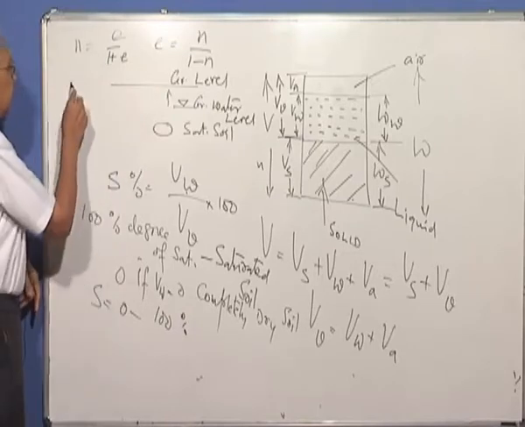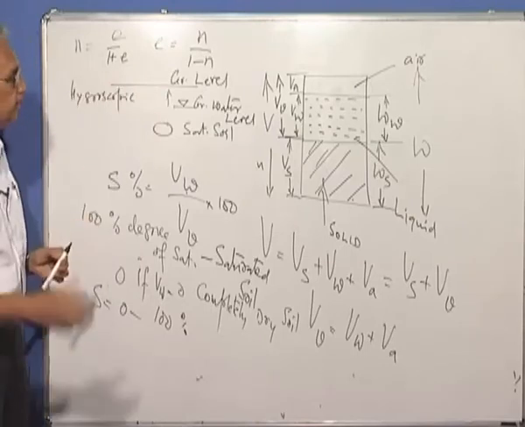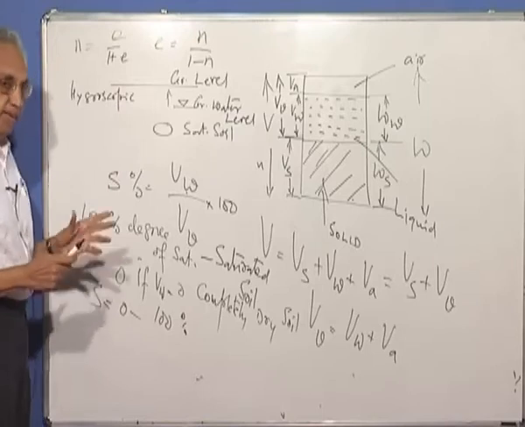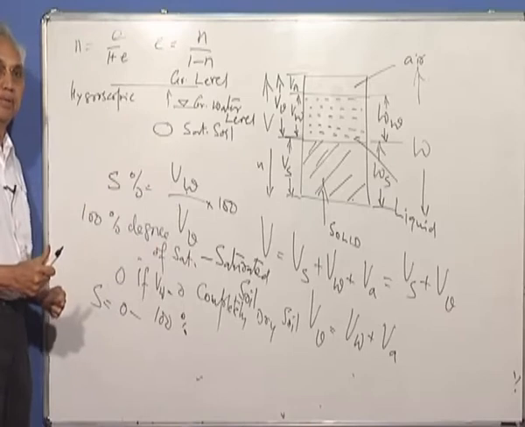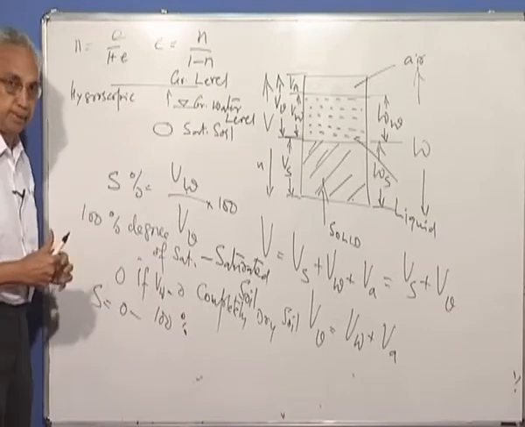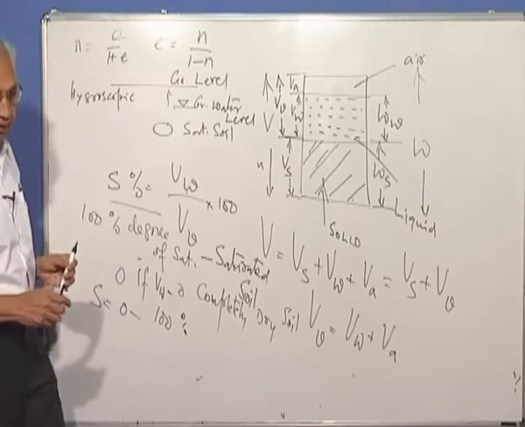You may sometimes call it hygroscopic. It could be maybe 4-5% degree of saturation. So in the same soil, you find the amount of water can vary depending on the depth and the location of the groundwater level. That is why we need to define the degree of saturation.